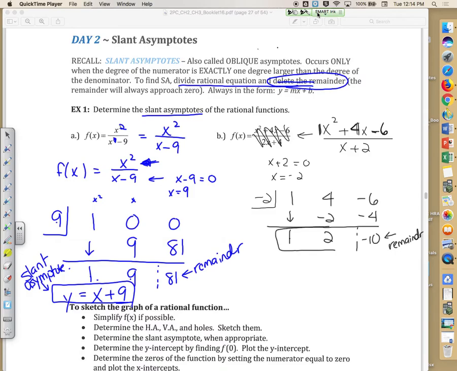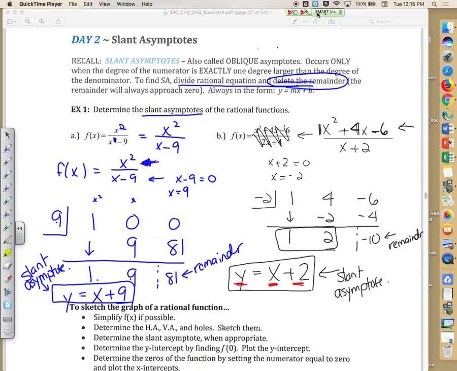These are the coefficients then for, I started with x squared, so it's going to be 1 degree smaller. So x to the first plus 2. So this is my slant asymptote for this problem. So you're just going to divide, do your long division, and it's always going to be the equation of a line. It's always going to be y equals something with an x, and you might have a constant term, or the constant term could be 0.